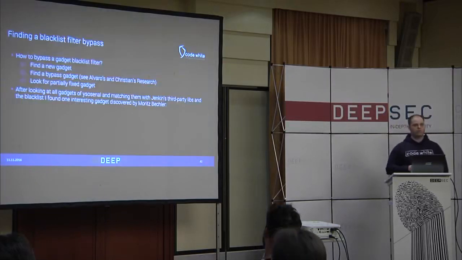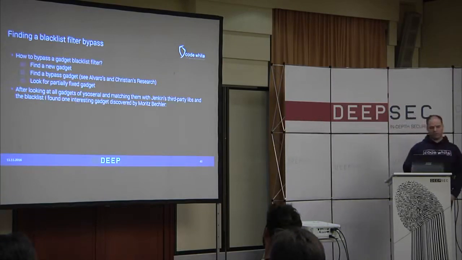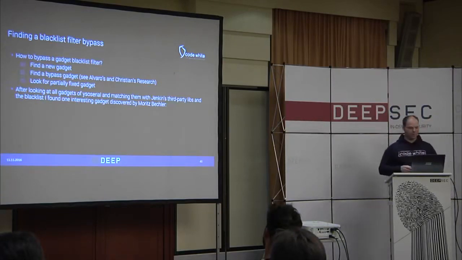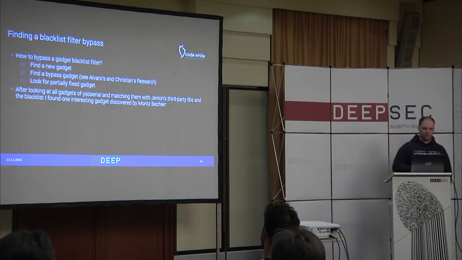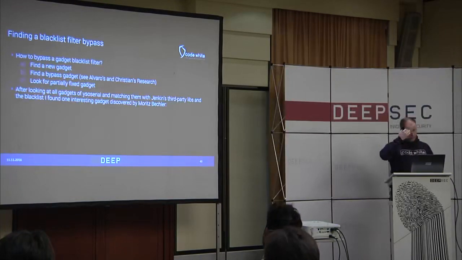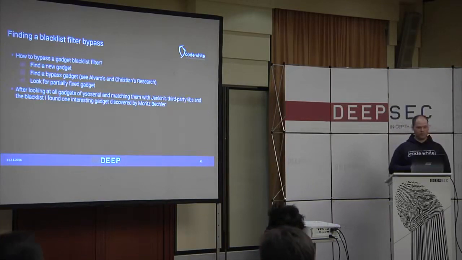And I thought about 3 approaches. The first one, find a new gadget, takes a while, depends on the libraries if they have new or old ones, or have the new ones incorporated. And I thought, no, that will take too much time. I only have 3 days left. Finding a bypass gadget would be a chance, but the blacklist is pretty tight, so you cannot invoke. It might work, but I still thought, okay, there might be a better way. And then I thought about, okay, look for a partially fixed gadget, and that's the way I was working.